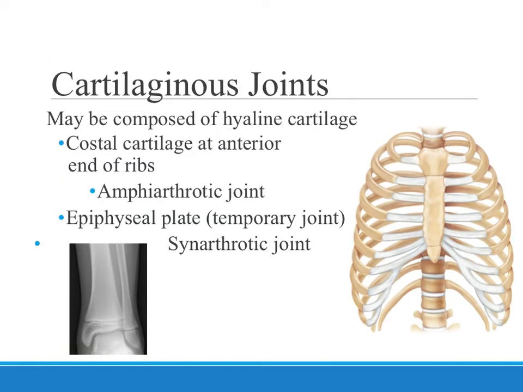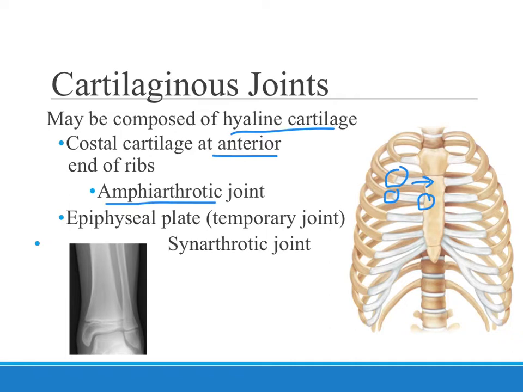Then we have the cartilaginous joints, and they may be composed of two different types of cartilage. The first one is hyaline cartilage, which is the white, shiny kind of cartilage. An example of that is the cartilage at the anterior end of the ribs. The bone itself will end here, and you can see there's cartilage that goes to the sternum. This joint at the sternum is a synovial joint, but the joint where the rib end hits the cartilage is a cartilaginous joint, and it's made of hyaline cartilage. There is a little bit of movement, so it's an amphiarthrotic joint, on your ribs as you breathe in and out.